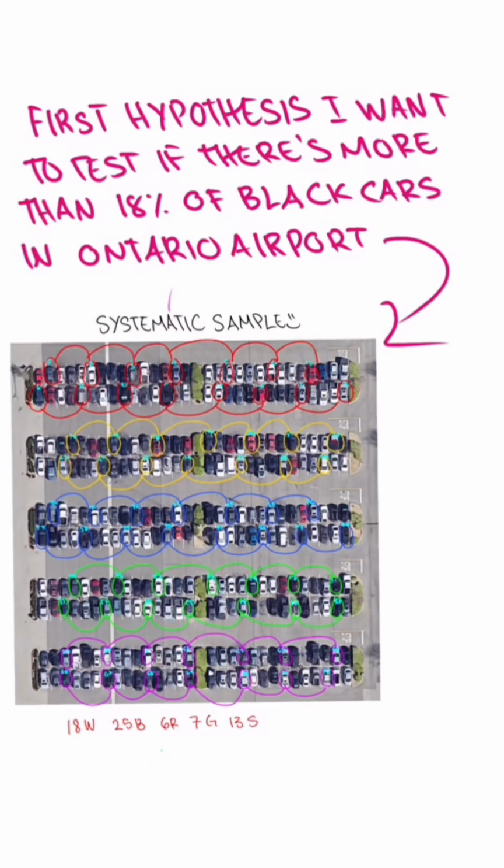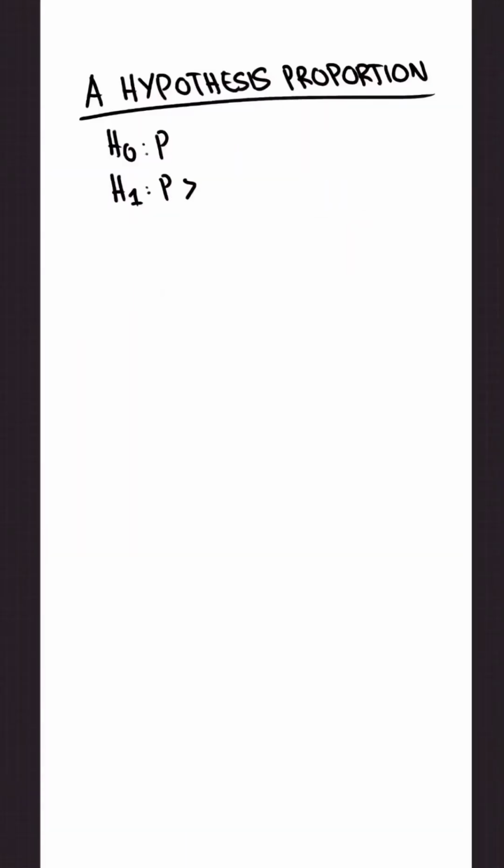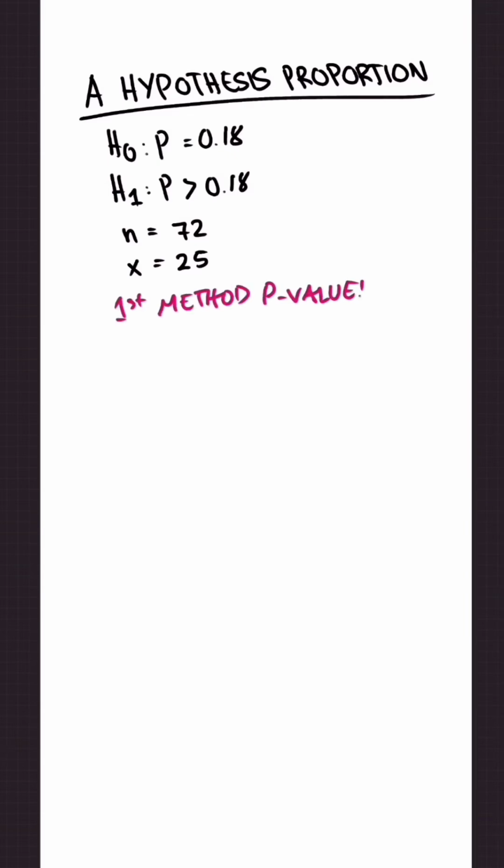For my first hypothesis, I wanted to test whether more than 18% of the cars at the Ontario Airport lot are black. I used a systematic sample mainly because it was easier to use with that picture. I stated my null hypothesis and my alternative hypothesis. I identified my sample size and defined my variable.